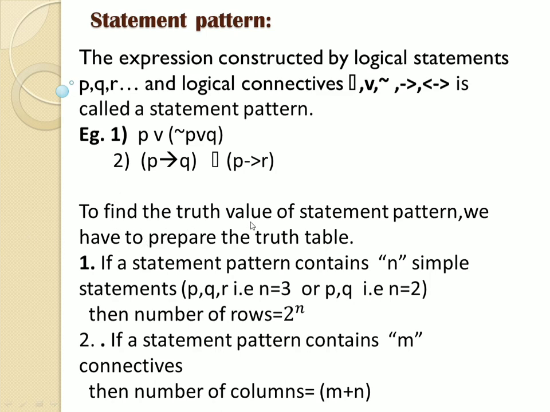To find the truth value of a statement pattern, we have to prepare the truth table. So what is the condition of the truth table? If a statement pattern contains n simple statements, where simple statements mean P, Q, R, that is n is equal to 3, or P, Q, that is n is equal to 2, then the number of rows in the truth table is 2 raised to n. And if a statement pattern contains m connectives, then the number of columns is equal to m plus n. Now this is the property to follow for the truth value.